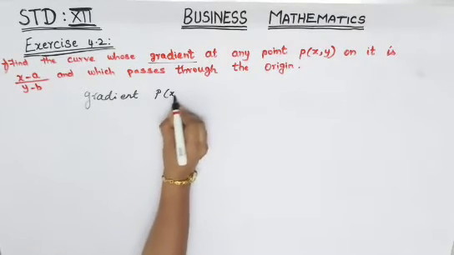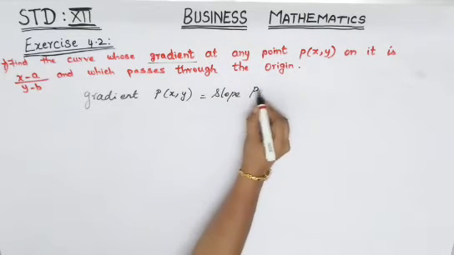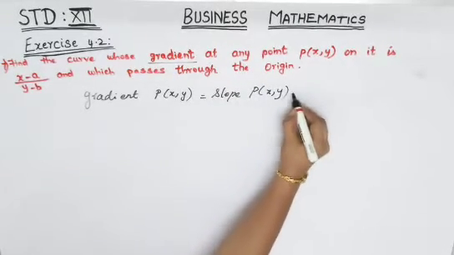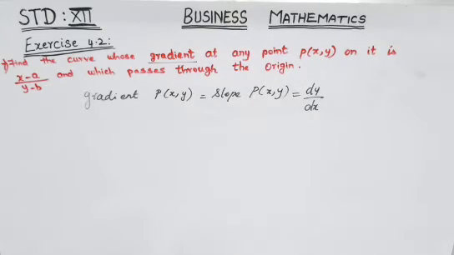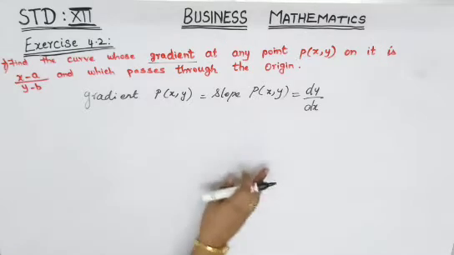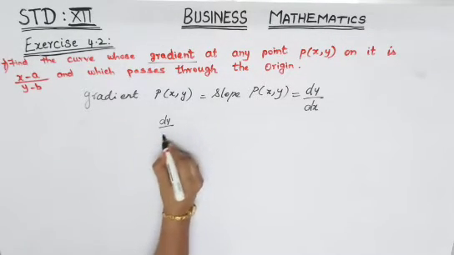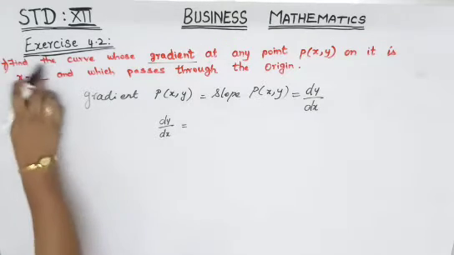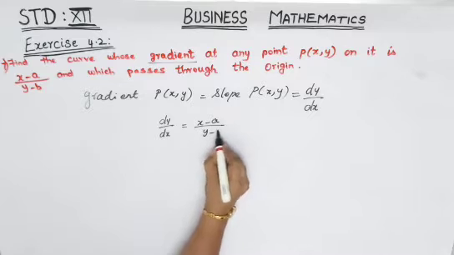We can write it as slope at P(x, y). To find the slope, we use the formula dy by dx. So instead of giving dy by dx, they have given the word gradient. So straight away you can write dy by dx is equal to x minus a divided by y minus b.